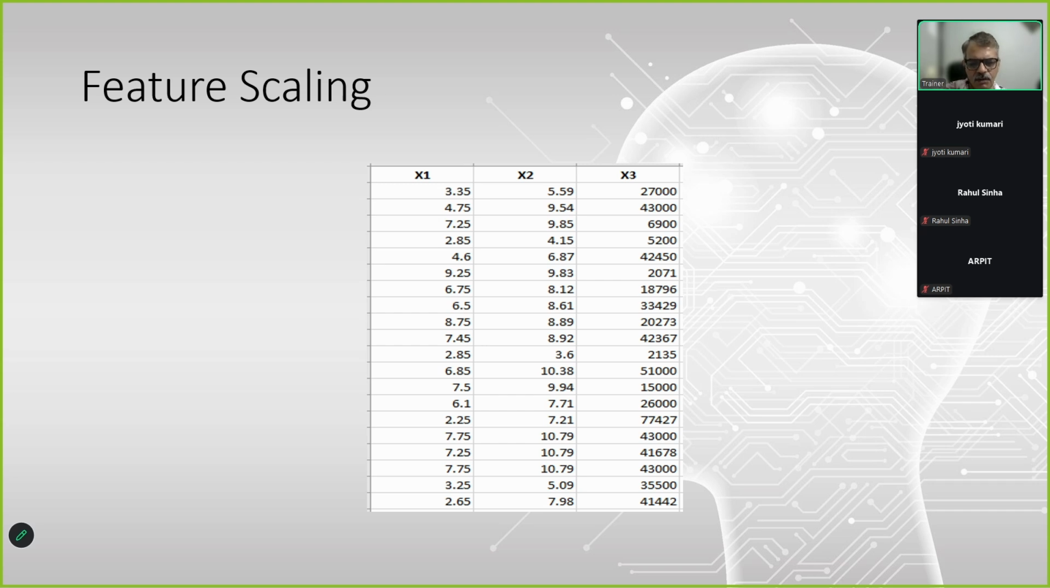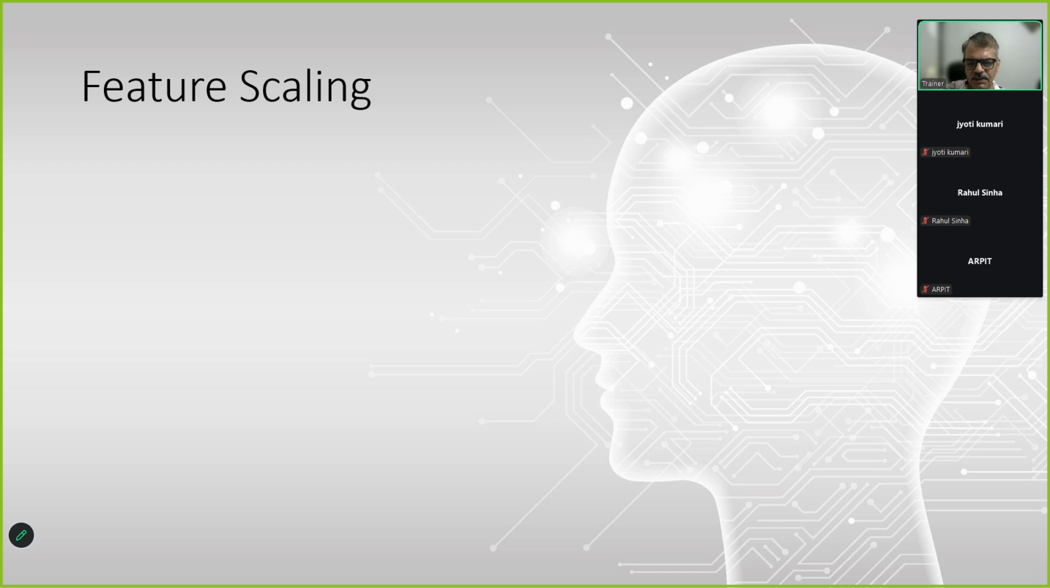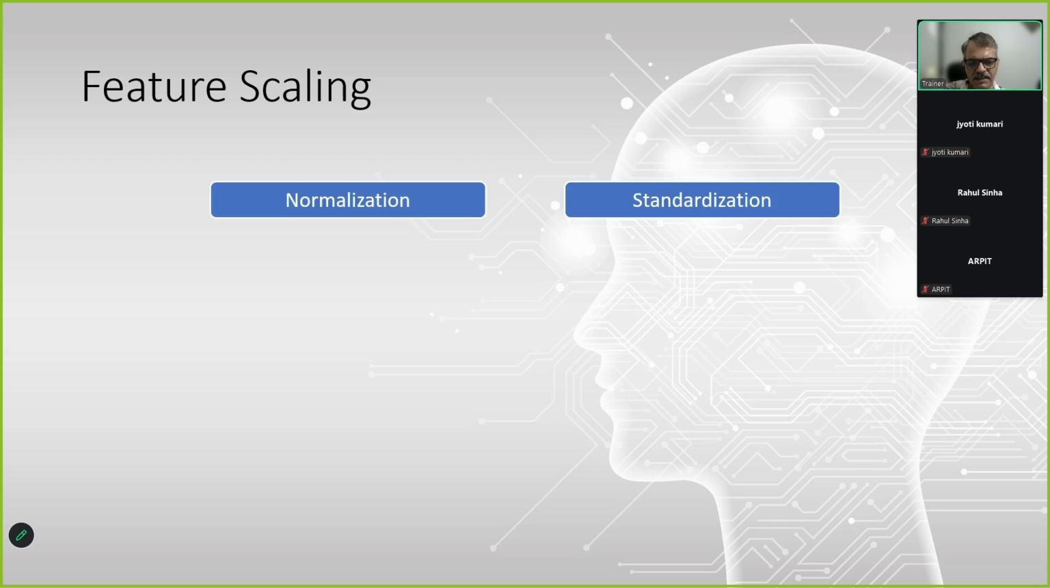Now let's have a look at what feature scaling actually is. There are multiple types of feature scaling, multiple techniques. We are going to look at the two main ones, normalization and standardization.